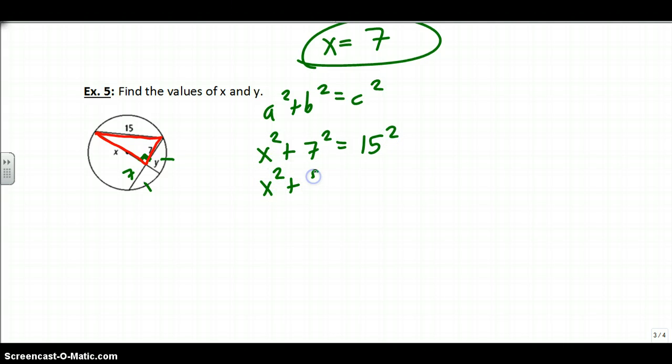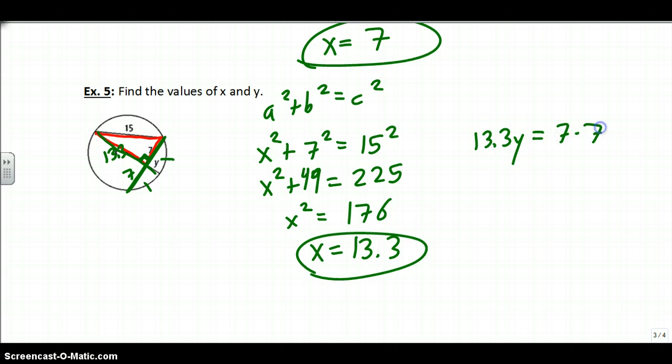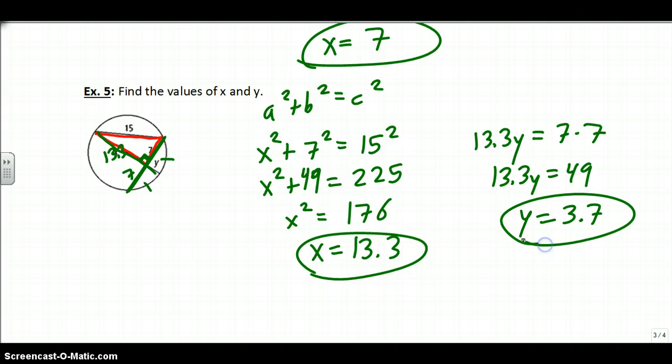X squared plus 49 equals 225. X squared equals, I believe, 176. So x ends up being 13.3. It will say round to the nearest tenth. Now I just need to get y. Well, if this is 13.3, I have a case 1 scenario. I've got this segment and I've got this one, right? So I'm going to take 13.3 times y equals 7 times 7. 13.3y equals 49. You divide both sides by 13.3, and you get, when you round, 3.7.